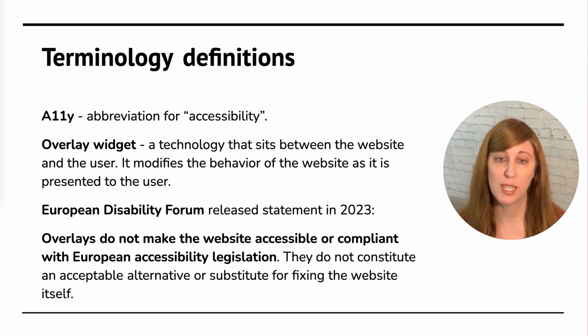Some more terminology for web accessibility. A11Y is an abbreviation for accessibility. It removes 11 letters between A and Y, and it's commonly pronounced ally or ally. An overlay widget is a technology that exists between a website and an end user. It sits in the middle and it manipulates and modifies the website before it gets to the end user. In general, overlay widgets are not something you want to be using. The European Disability Forum released a statement in 2023 specifically saying overlays do not make the website accessible or compliant with European accessibility legislation. They do not constitute an acceptable alternative or substitute for fixing the website itself. So if you are dealing with Europe, you do not want to be using an overlay.